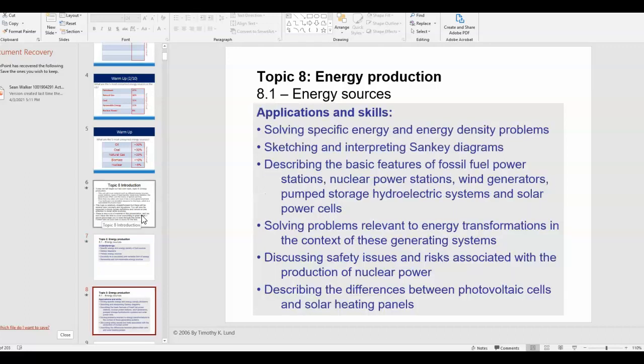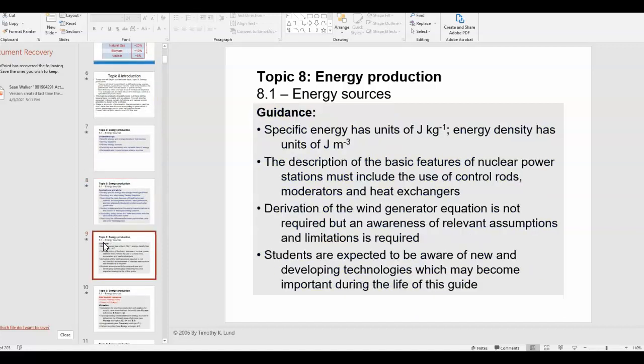The things you must be able to do at the end of 8.1: you must be able to solve specific energy and energy density problems. You must be able to sketch and interpret Sankey diagrams. You must be able to describe the basic features of fossil fuel power stations, nuclear power stations, wind generators, pump storage hydroelectric systems, and solar power cells. You must be able to solve problems relevant to energy transformations in the context of these generating systems, discuss safety issues and risks associated with the production of nuclear power, and describe the differences between photovoltaic cells and solar heating panels.